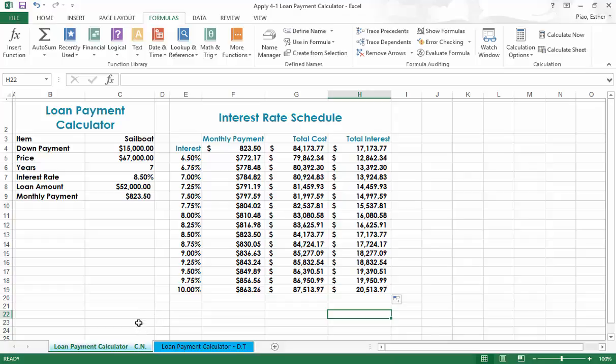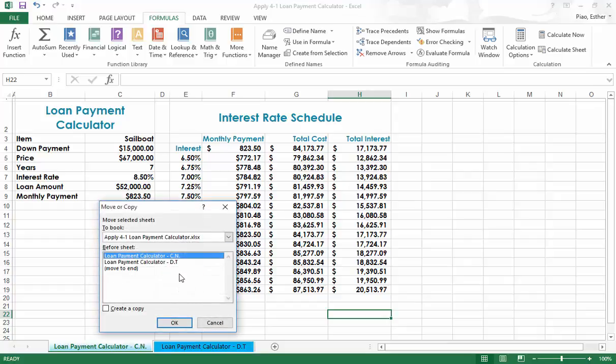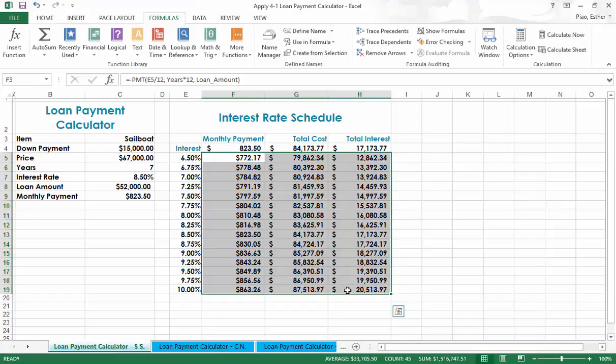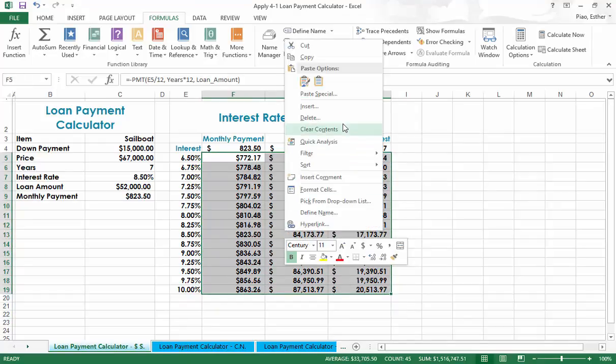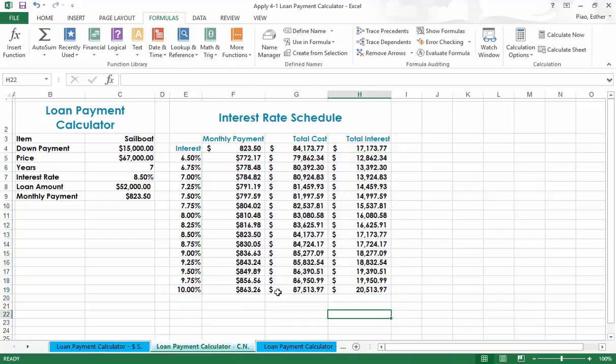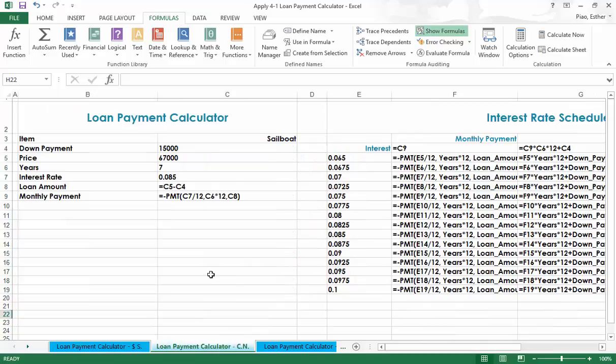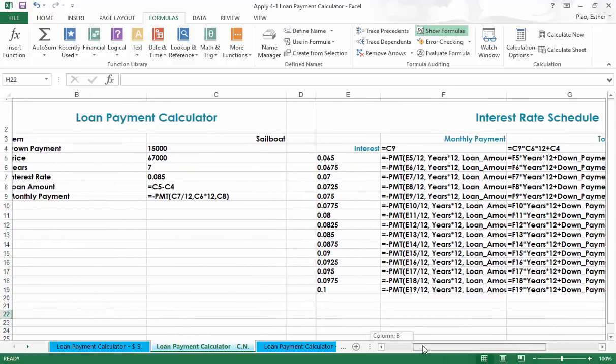Let's proceed to the third, which is the least intuitive way of doing this. Let's copy another one and rename it to dollar sign, dollar sign. So let's remove all these things again. Clear contents. Let's go back here, and before we do this, let's take a look at this. Turn it to formula mode.